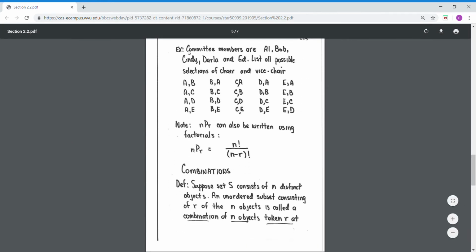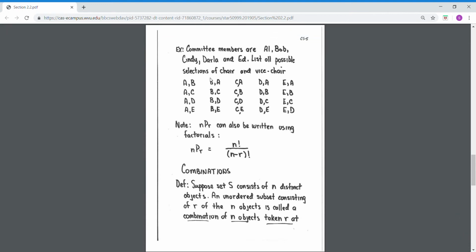A second example would be, committee members are Al, Bob, Cindy, Darla, and Ed. List all possible selections of chair and vice chair. So that would be a list of all possible combinations of our 2 positions. And again, since chair and vice chair are 2 distinct things, Al and Bob and Bob and Al are 2 different things. So note, a way to calculate this, n permutate r, can also be written using the factorial, equal to n factorial divided by n minus r factorial.